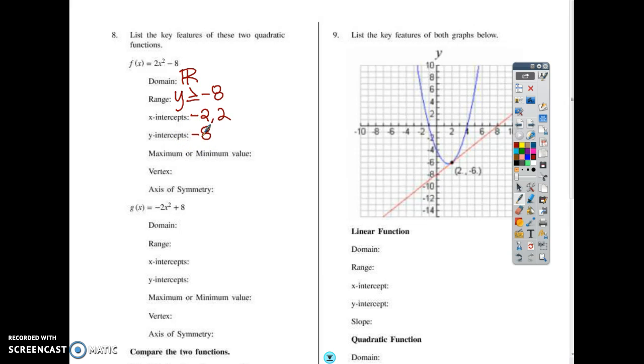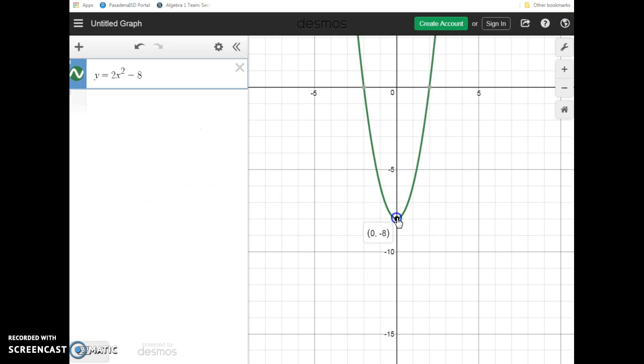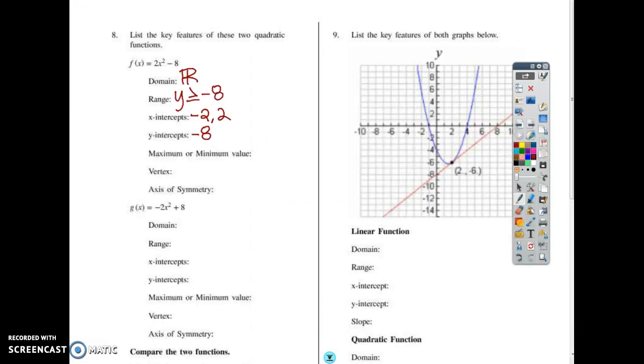So, the next question asks, is it a maximum or a minimum? Let's go back and look. It is a minimum, okay? Because your parabola opens upward. When it opens up, it's going up this way, so your bottom part is going to have a minimum, okay? If it opens downward, it would have a maximum, okay? You're going to see that in the next problem. So this one is minimum.